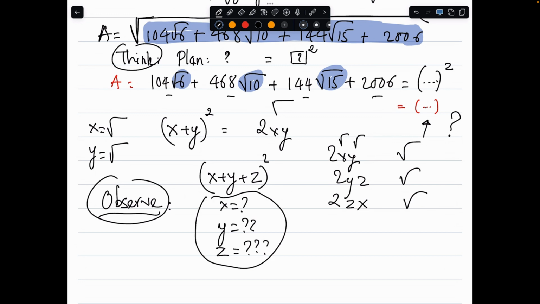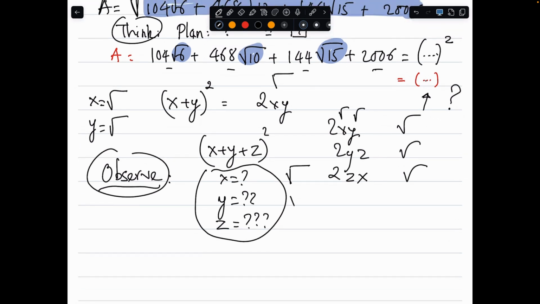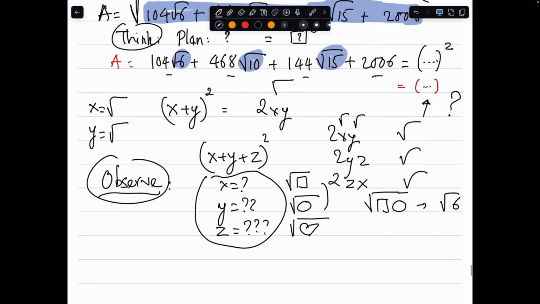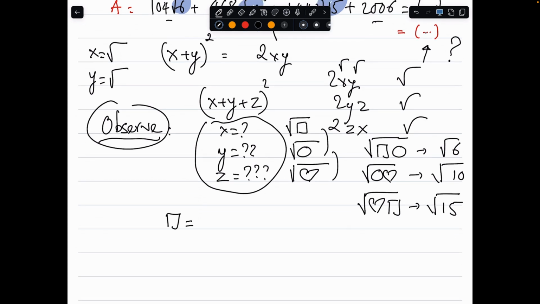The next question. You see, step by step. That is how to solve a problem, step by step. So now what should be s? s should be the square root of something, and y the square root of another thing. When you multiply these, you have the square root of this and that, and this should give you square root of 6. And then when you combine the others, you get square root of 10, and square root of 15.